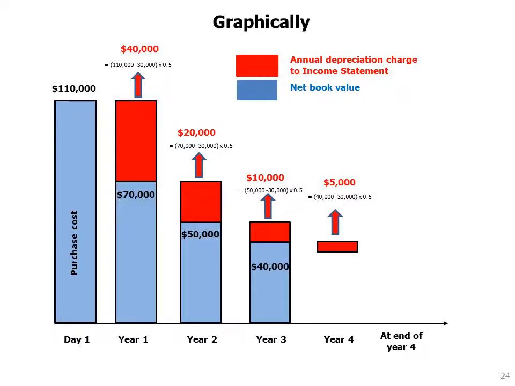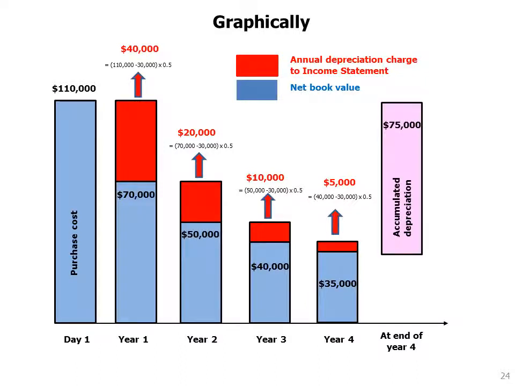Year four, depreciation charge is $5,000. Net book value is $35,000. Under straight line, it's $30,000. And if the firm continues to hold the asset, it will continue to depreciate. But if we stop there, at the end of year four, we'll have accumulated depreciation of $75,000, net book value of $35,000. The purchase cost value of $110,000 reported in the notes will remain unchanged.